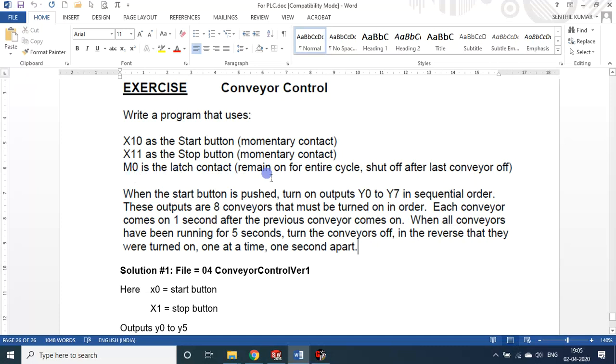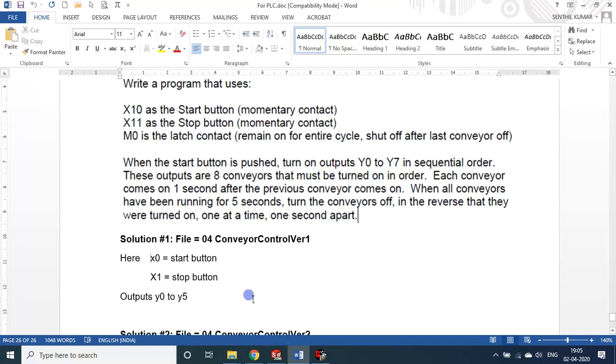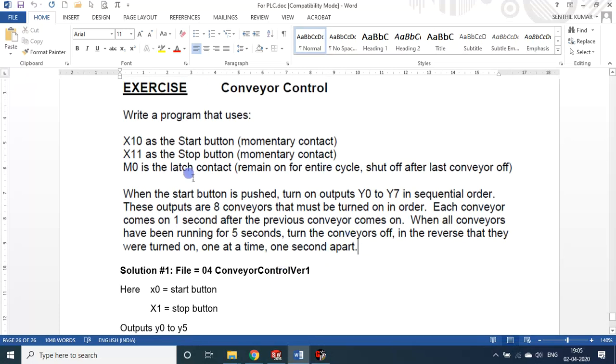M0 is a latch contact, remain on for the entire cycle, shut off after the last conveyor is off. When the start button, that is X0, X10 in the problem, actually X0, is pushed on, then it turns on the outputs Y0 to Y7, means 8 outputs. But fortunately or unfortunately, in our board, we have only 6 outputs. So instead of Y7, I use up to Y5, Y0 to Y5, 6 outputs. That is another difference. Otherwise, the problem remains the same. That is, instead of 8 conveyors, in our case, it has only 6 conveyors.